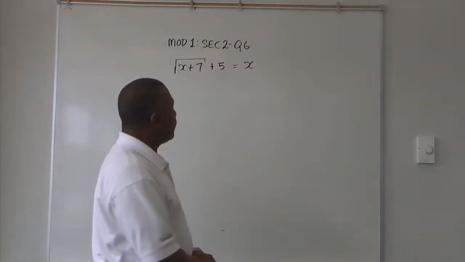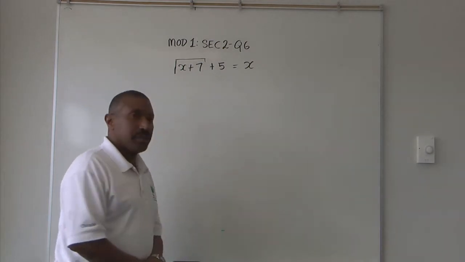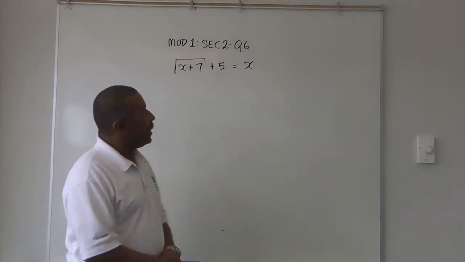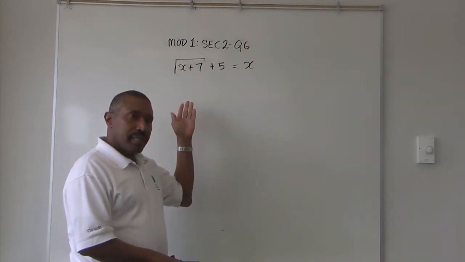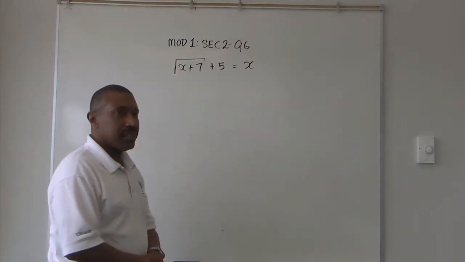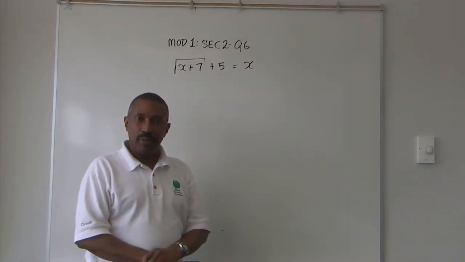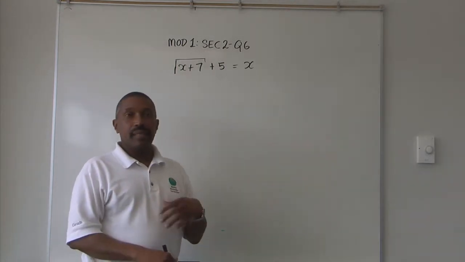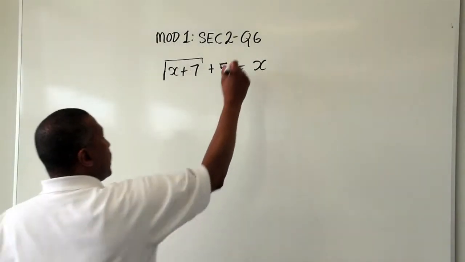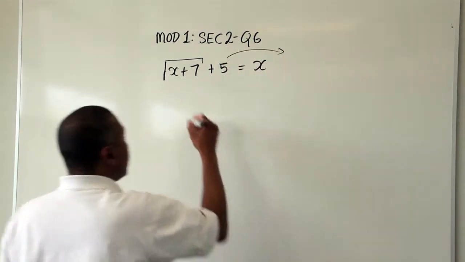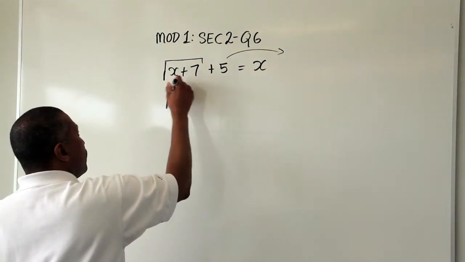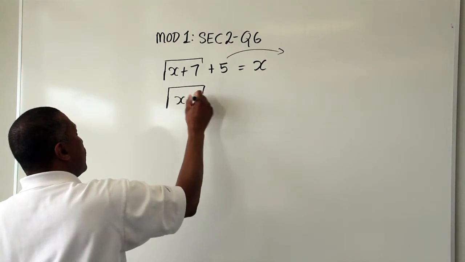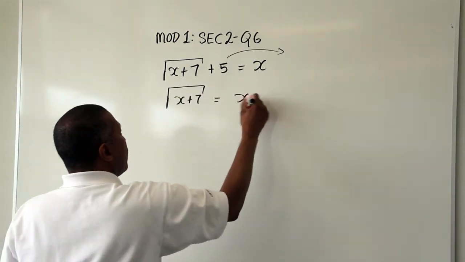For this next section, we're looking at section 2 in your workbook, question 6, and we're trying to solve when the equation has a radical expression, such as the root of x plus 7. So what we have to do is isolate it so that we can take the powers. The first step would be to move this over, and we would have root x plus 7 becomes equal to x minus 5.